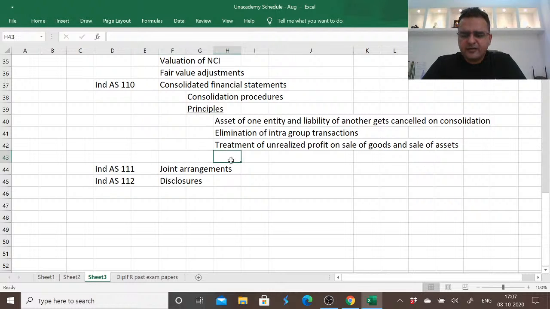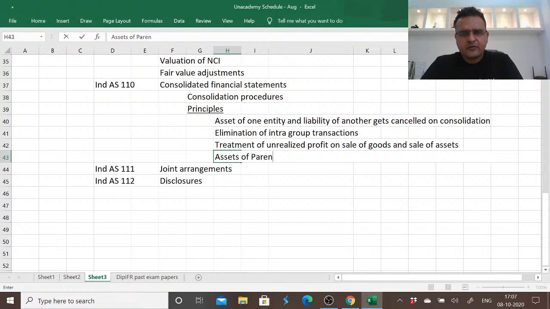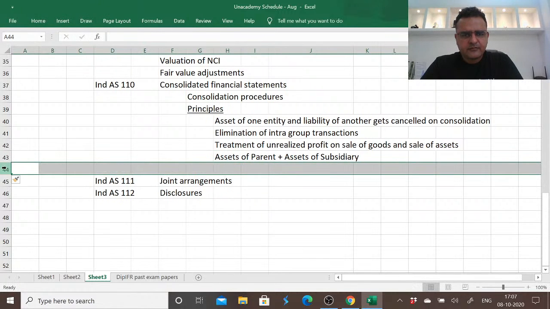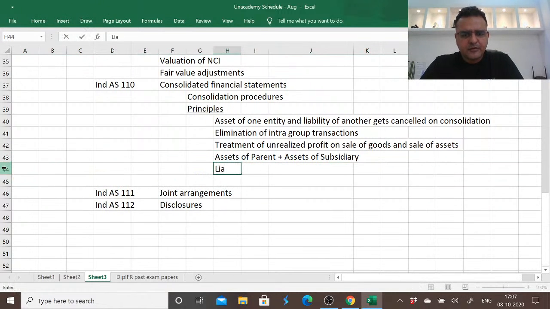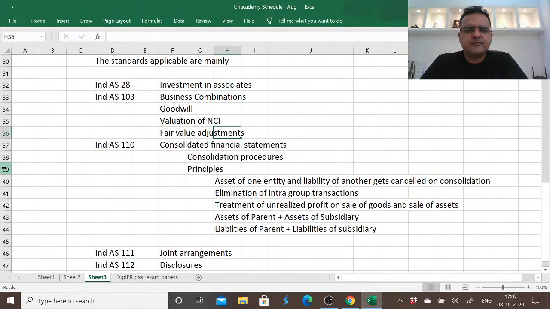And adding line by line assets of parent with assets of subsidiary, liabilities of parent with the liabilities of subsidiary. So the main area which requires attention is calculation of goodwill, valuation of NCI.